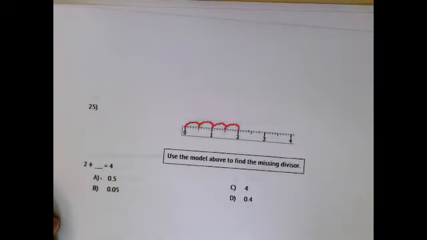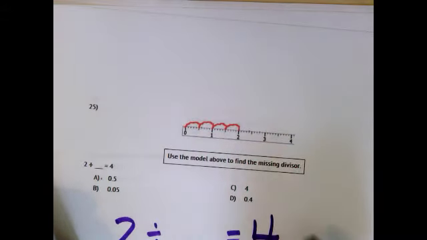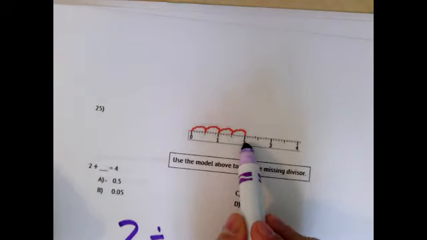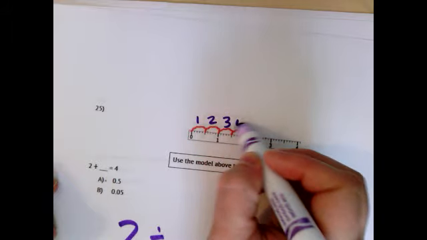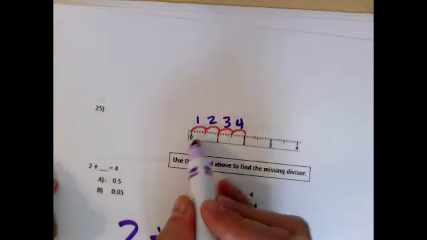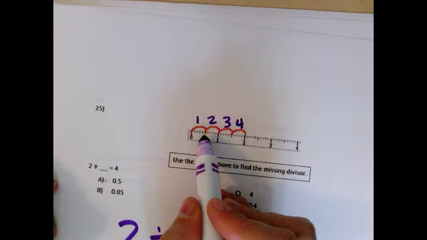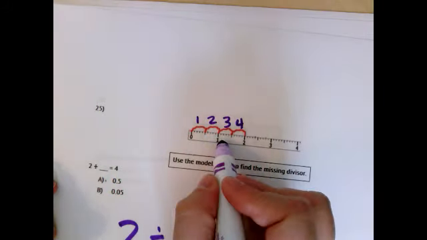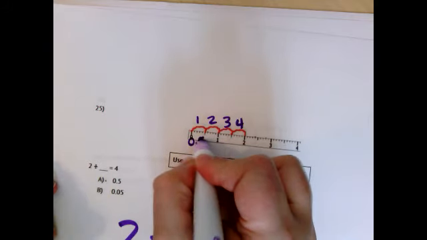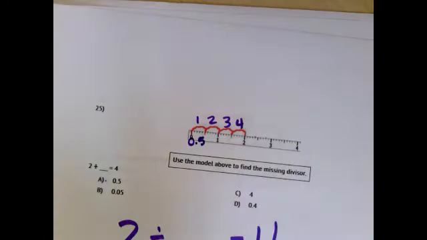Okay, this one was number 25, another number line. They gave us 2 divided by blank equals 4. On the number line, they showed us the 2, and I can see that there are a total of 4 jumps. And now I just need to look and figure out how many pieces are in each jump. I can tell it's separated into tenths, and it looks like there are 5 tenths in each jump.